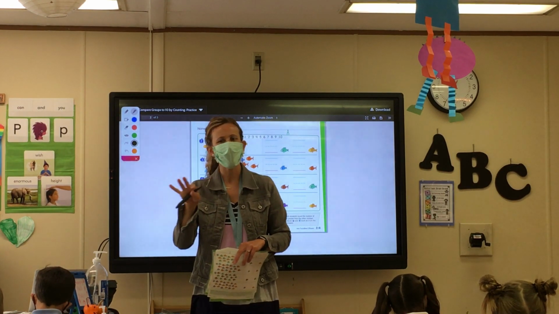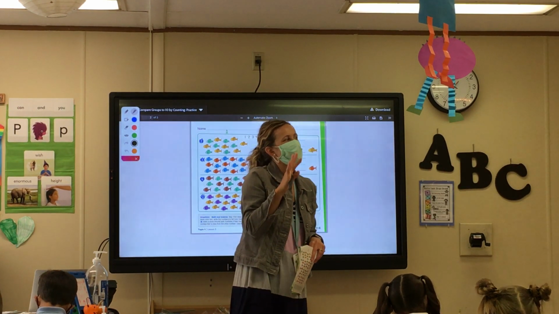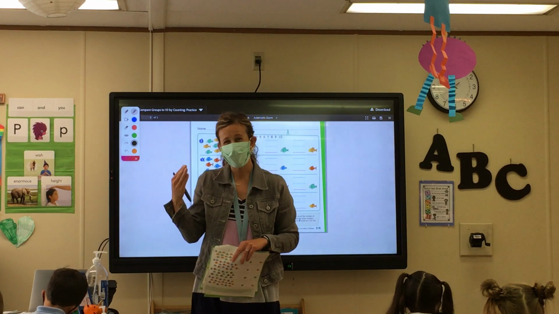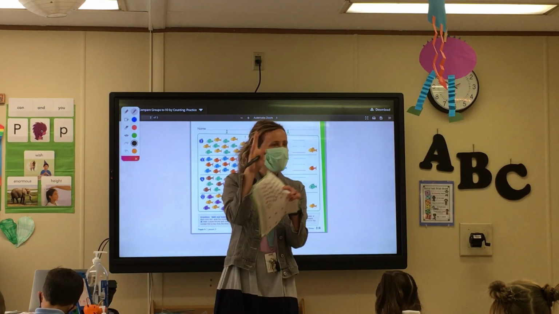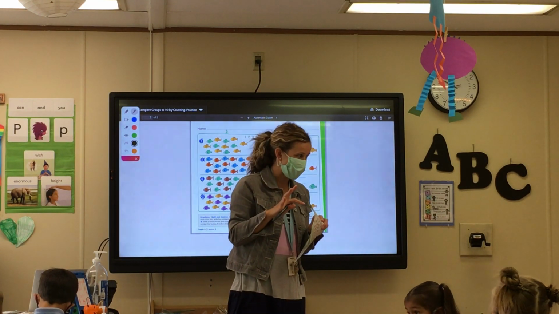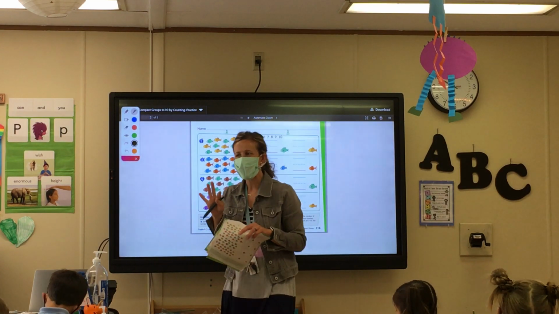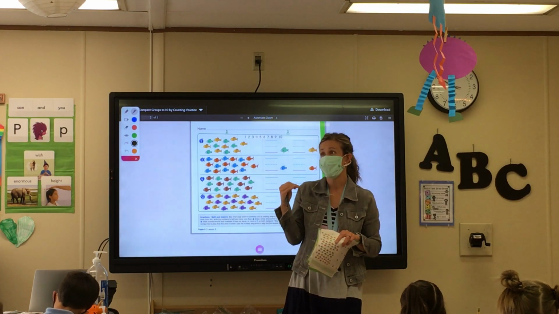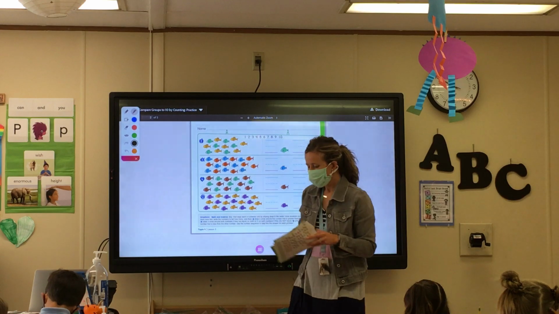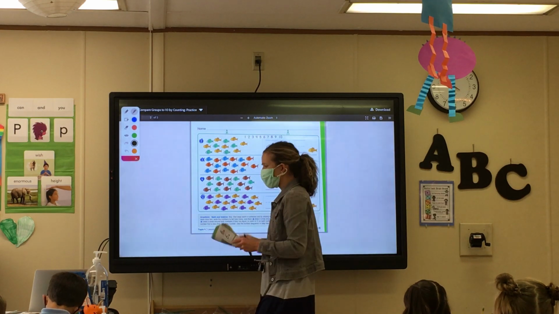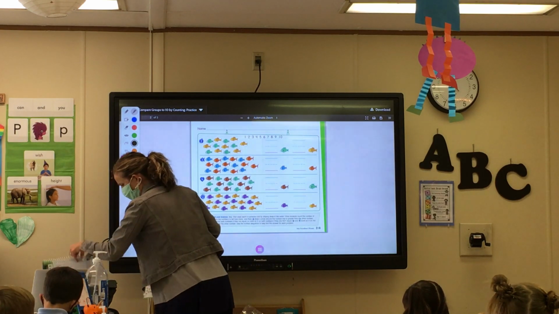We'll get started counting and marking, but then I'm gonna show you one other thing that you can do to mark the fish. When you have big amounts like this, it can get very confusing, right? So I'm gonna help you out. I'm gonna give you another suggestion that might help. You ready? Okay. So first of all, let's start.